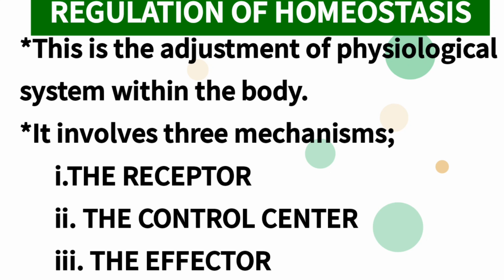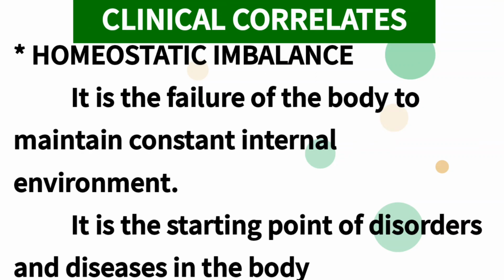So the three mechanisms of regulation of homeostasis: the first one, the receptor, receives information that something in the environment is changing. The second one, the control center, receives and processes information from the receptor. And the third one, the effector, responds to the commands of the control center by either opposing or enhancing the stimulus. And the clinical correlate under this is homeostatic imbalance.